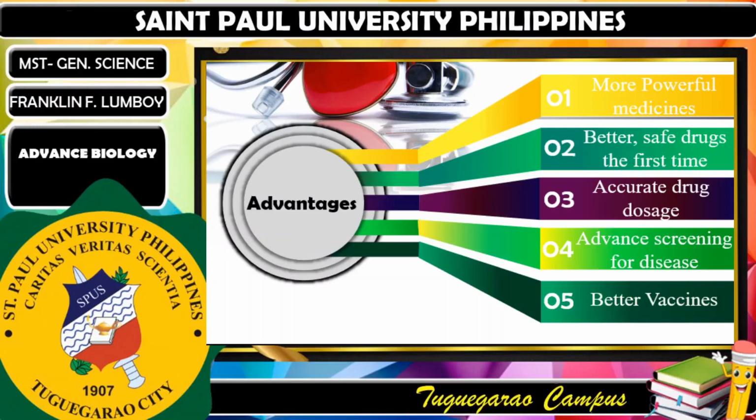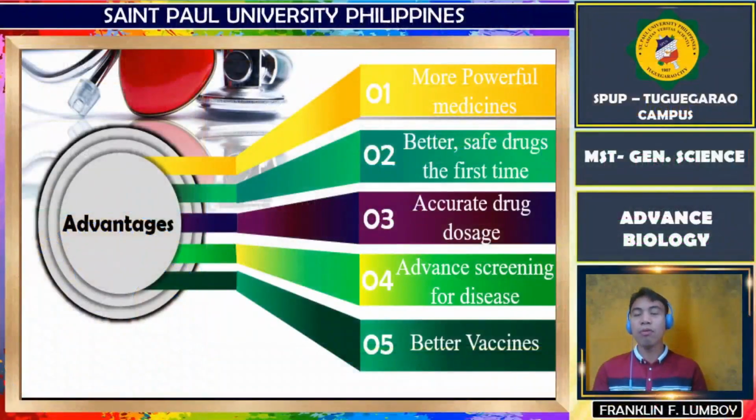Those are just some of the few advantages of pharmacogenomics. Other advantages include improvements in the drug discovery and approval process. That is also an advantage of pharmacogenomics. Pharmaceutical companies will be able to discover potential therapies more easily using genome targets.